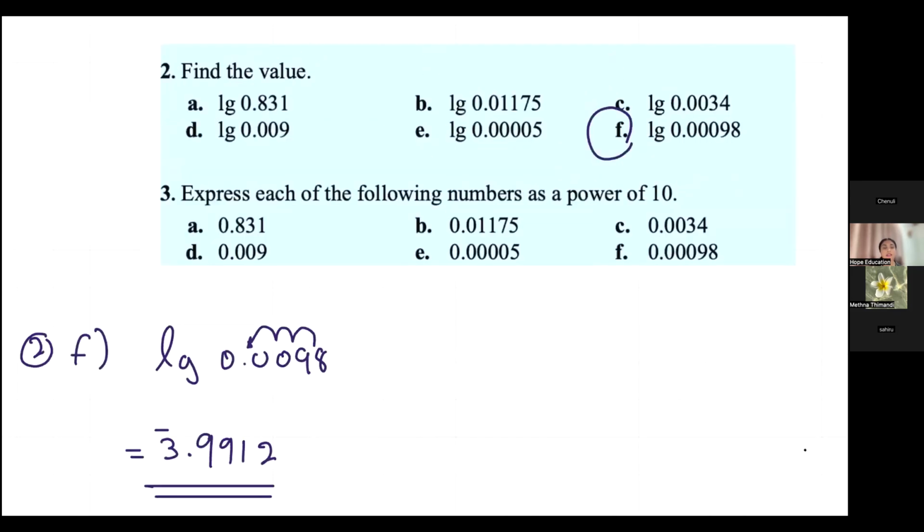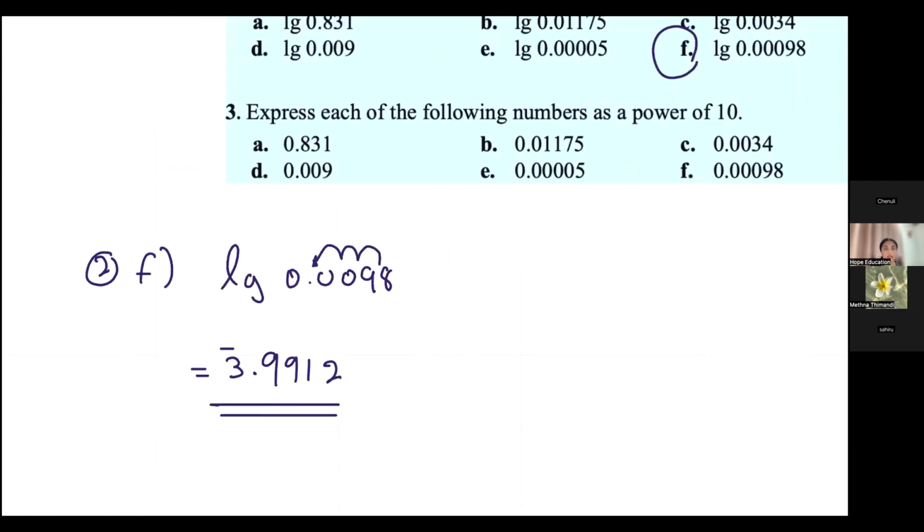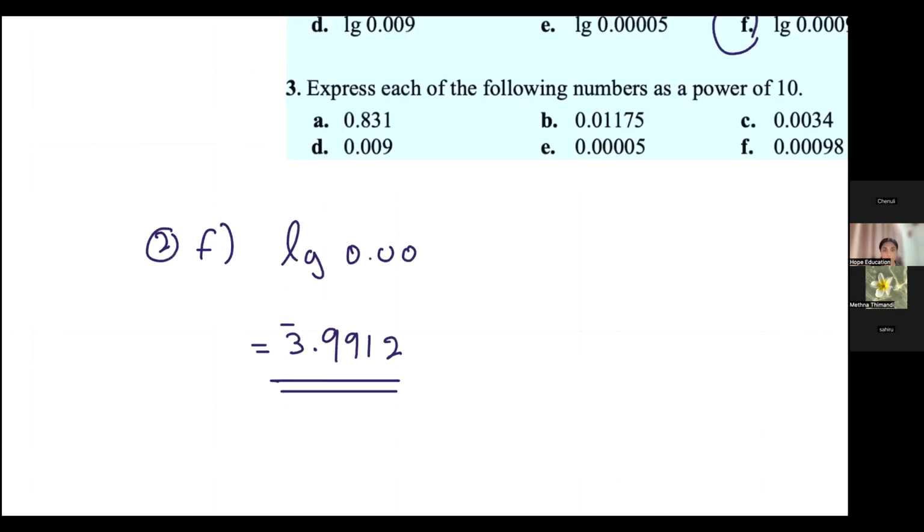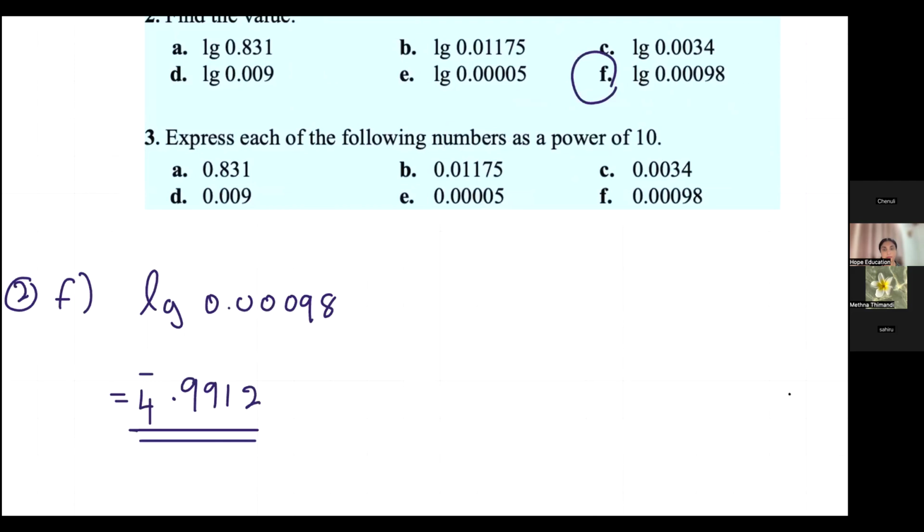I'm sorry, there's another 0, no? Yes, there's another 0, 0.00098. Then that is correct generally. It's bar 4. Bar 4.9912. Then third decade B.